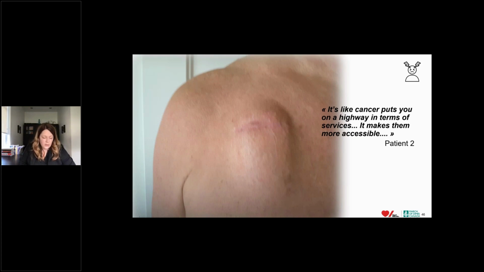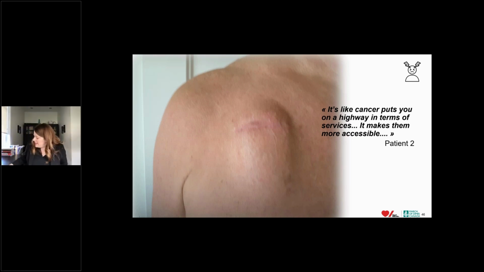So when they were diagnosed with another health condition, such as depression, one of the participants mentioned that she had a very major depression 2 years after her stroke, which was probably an effect of her stroke, but it took a lot of time before being diagnosed, and a cancer. So as one said, it's like cancer puts you on a highway in terms of services. It makes them more accessible, but it's quite unfortunate that these people could not have access to services before they had another health condition that would change again their life.